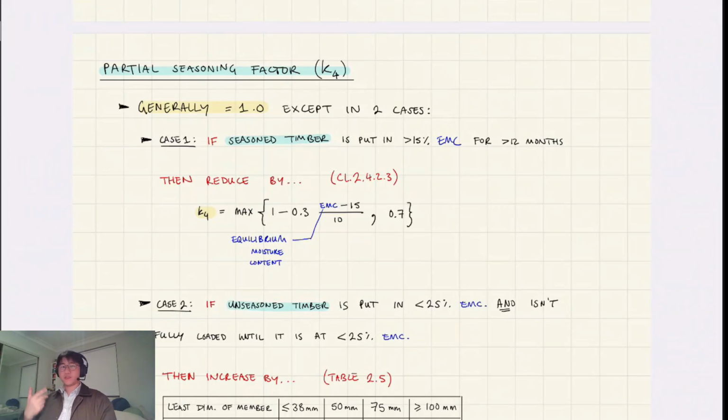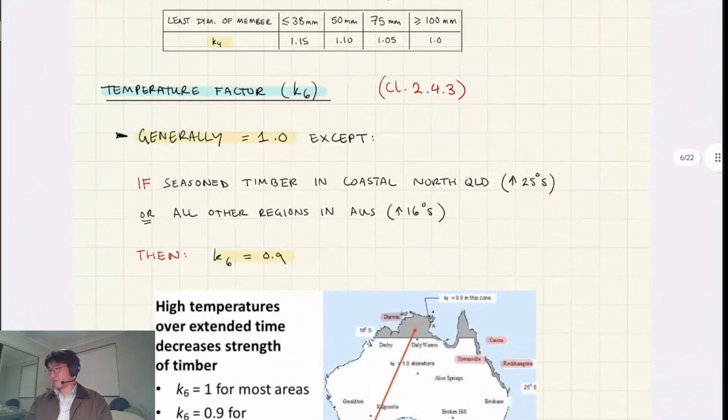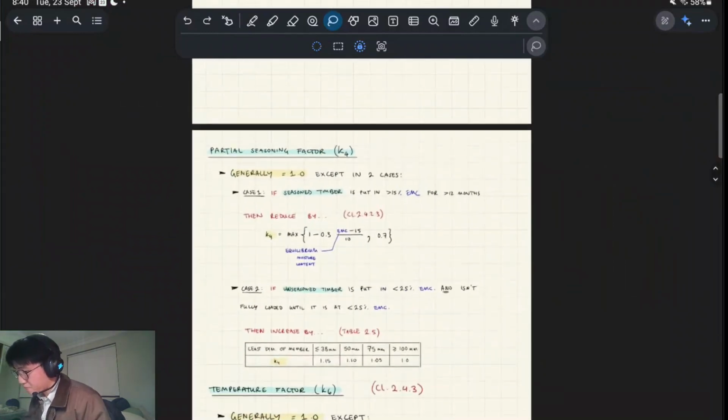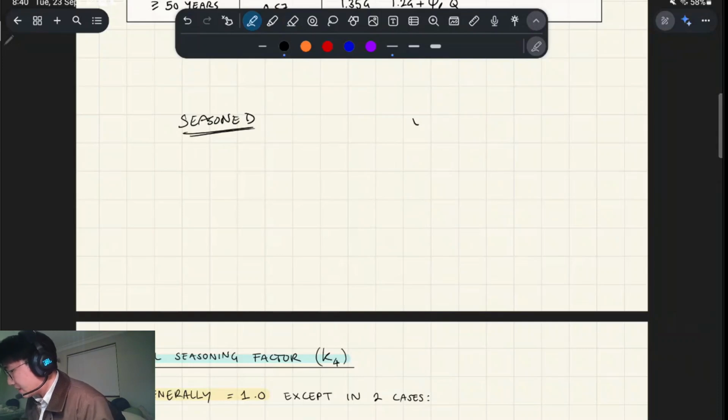Last week we talked about seasoning. Sorry, I'm going to go back to these notes. Okay, basically, we have things that are seasoned. So we can describe timber as seasoned and unseasoned, and essentially, seasoned just means it's been fully dried.